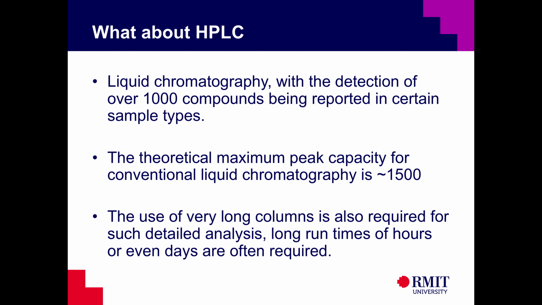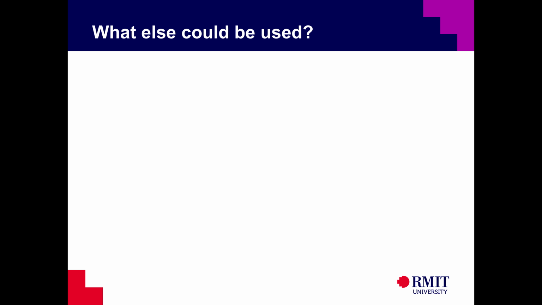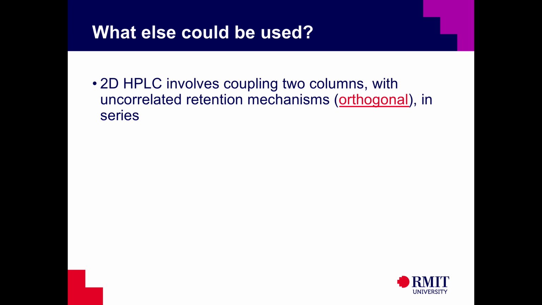So NMR is good, but it has sensitivity issues. GC is good sensitivity-wise, but it has derivatization issues. And HPLC is good for sensitivity, and it doesn't have derivatization issues, but it does have a peak capacity issue. So there's a limit to how many peaks you can pick up with liquid chromatography. So if we could improve the peak capacity of liquid chromatography, that might be helpful. Okay, so we improve what's called the separation space.